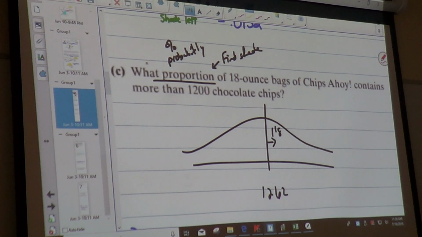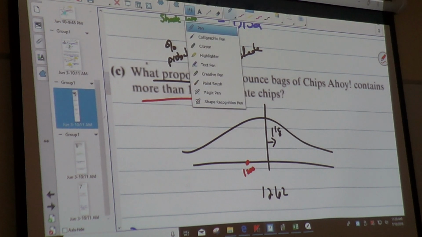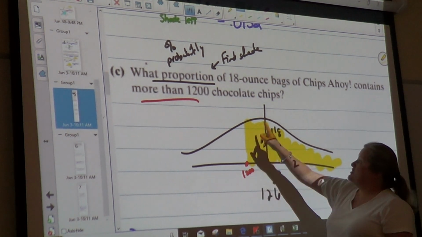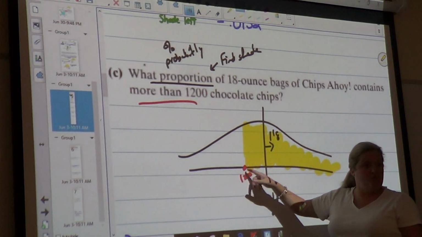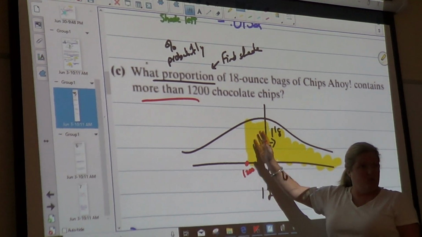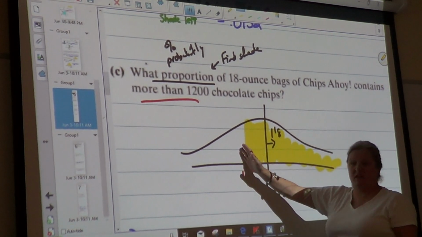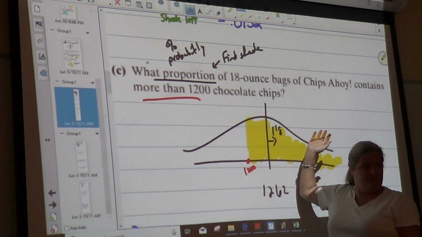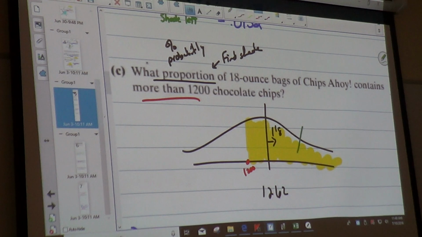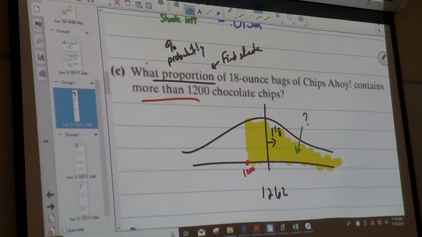This time we are doing more than 1200. 1200 is going to be here. And y'all, if this was a test, you know your final exam is multiple choice. If this is 1262 and I said more than 1200, you know your percent is going to be higher than 50%. So just by drawing the picture, we can mark out any percentages that are less than 50. Because we are trying to find the shade, we're going to do the normal.